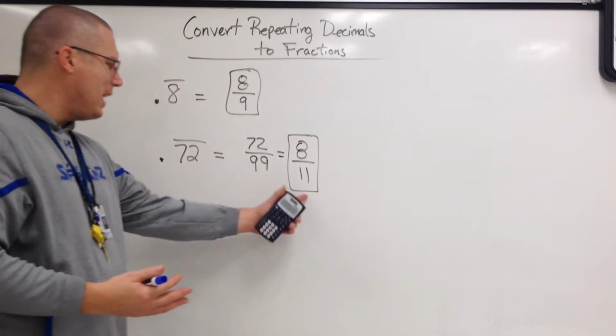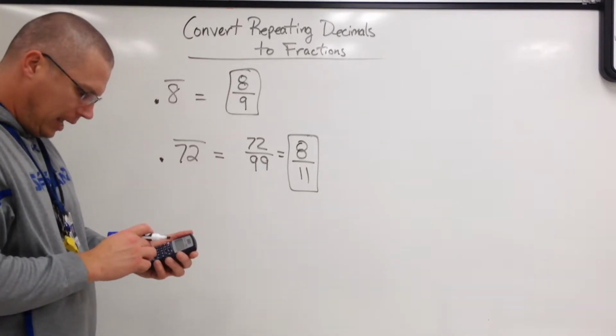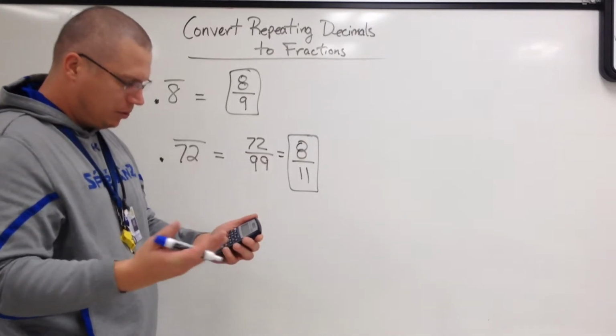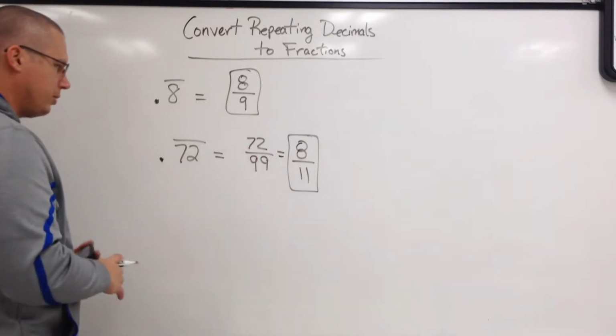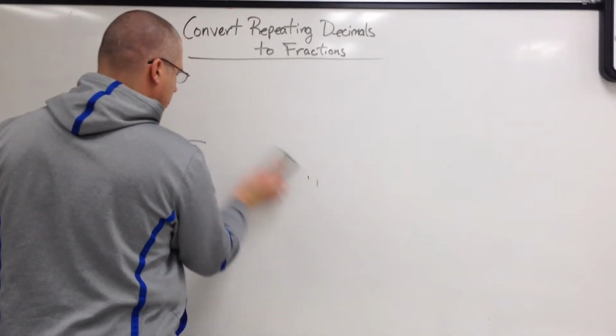How do I prove that 8/11ths is 0.72 repeating? Real simple. 8 divided by 11 equals 0.72727272. So yeah, it works. Let me show you 2 more quick ones.